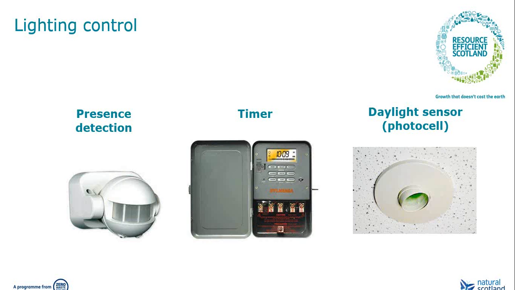So there's a number of types of lighting control that are used quite commonly. There's presence detection, where you'll also hear people talking about absence detection. There's timers, which may need to be adjusted a couple of times a year at least as the clocks change. And there's daylight sensors or photocells, which are detecting ambient lighting conditions and controlling lighting on the basis of that.